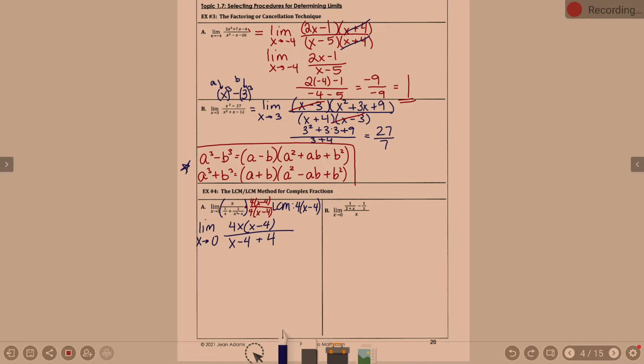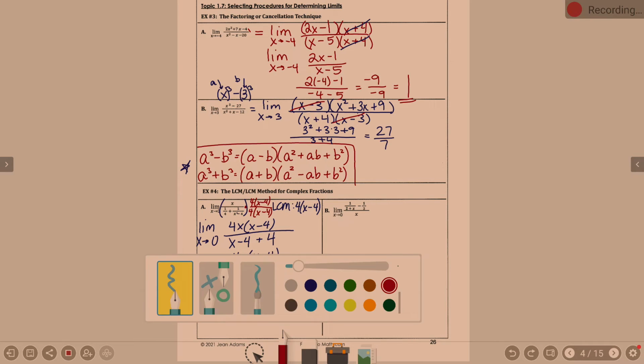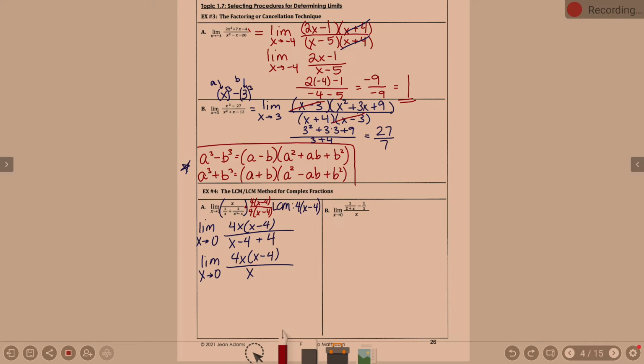I would not worry about cleaning up the top in terms of multiplying out or anything. Actually, now that I think about it, I definitely wouldn't. But we do need to clean up the bottom. So the limit as x approaches 0 of 4x, x minus 4, over, what's the denominator? X. All right, now if we plug it in, we're still going to get 0 over 0.